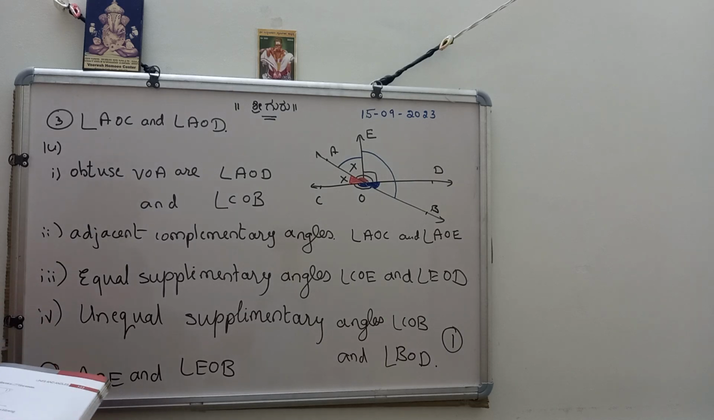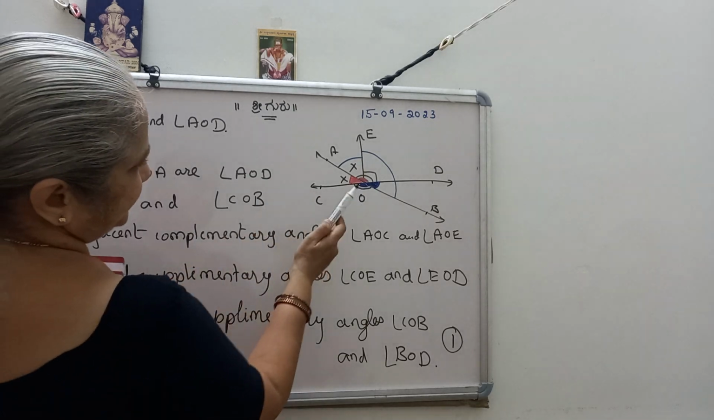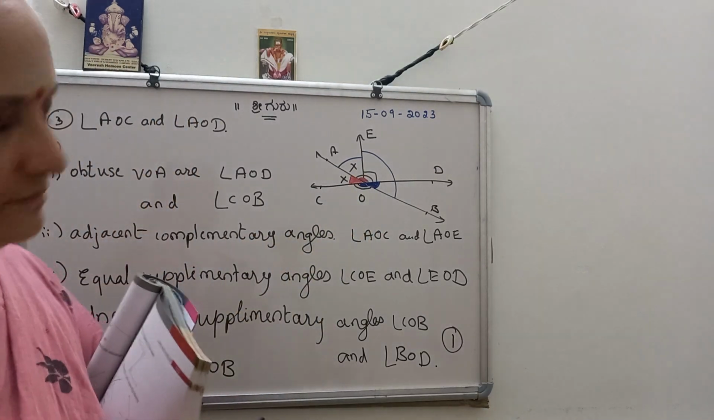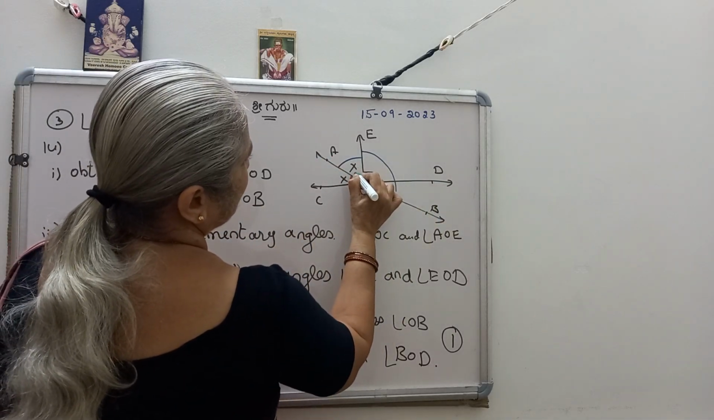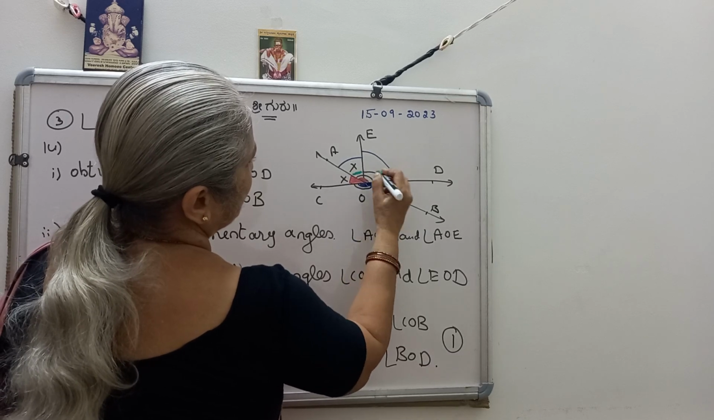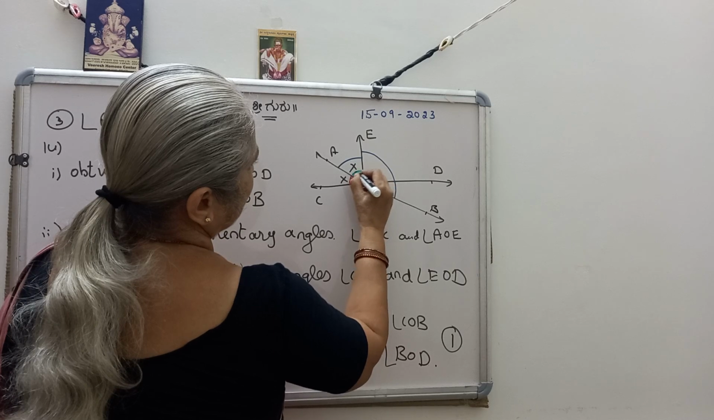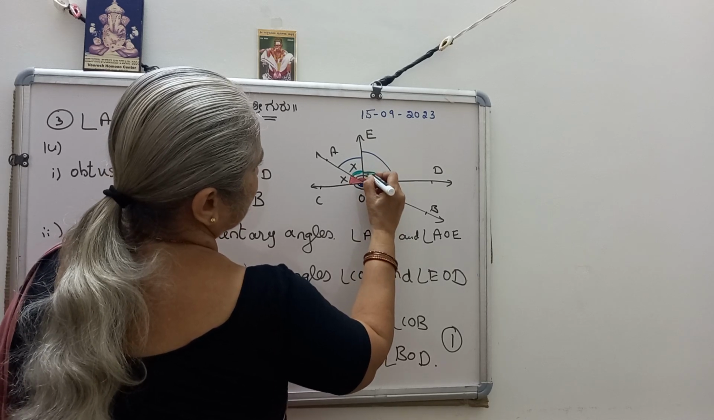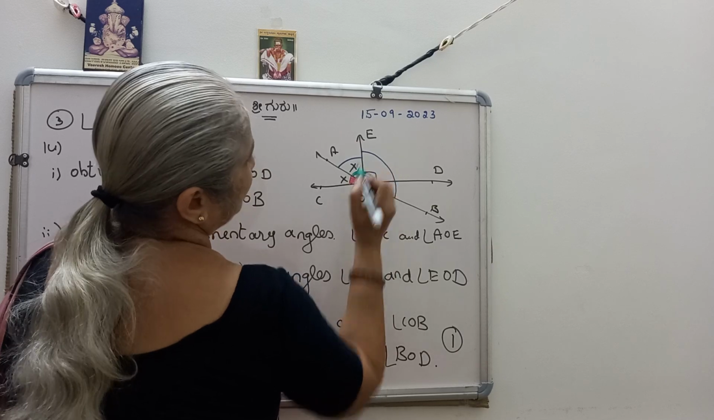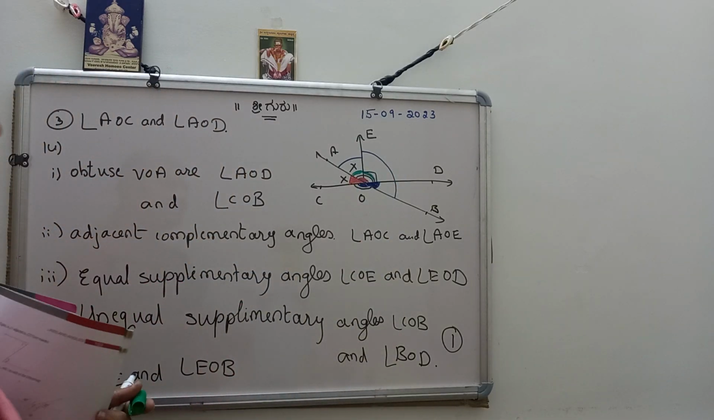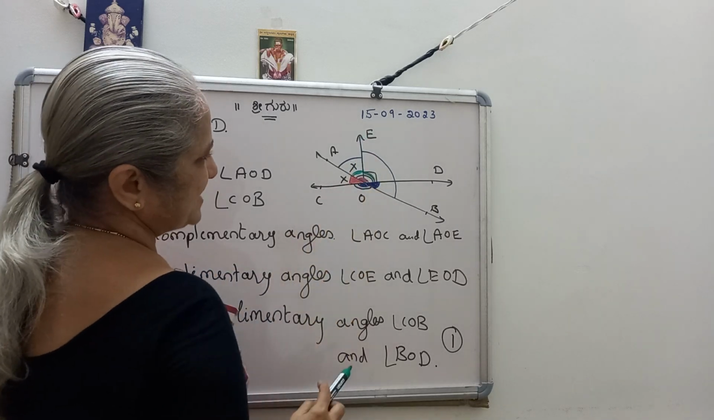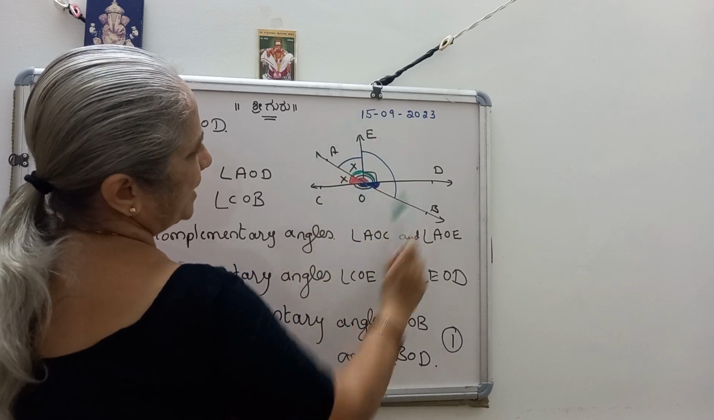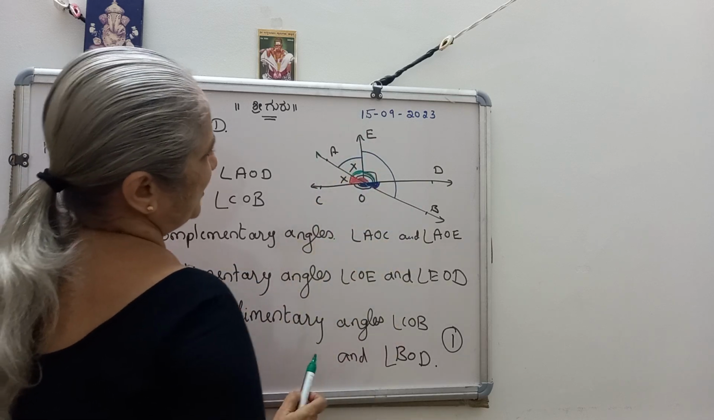Then the fifth one, adjacent angles that do not form a linear pair. Here, AOD is an obtuse angle, and this angle and this angle, they do not make a linear pair. They are adjacent because they are sharing a common vertex O, and OE is the common side. AOE and EOD are two adjacent angles, but they are not supplementary.